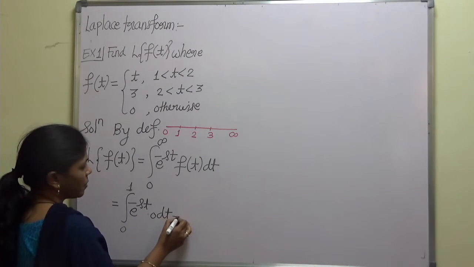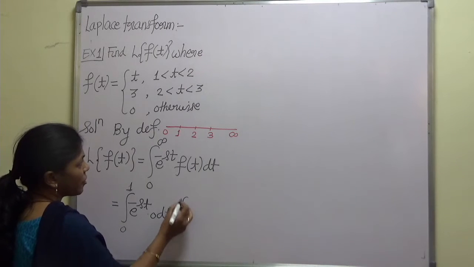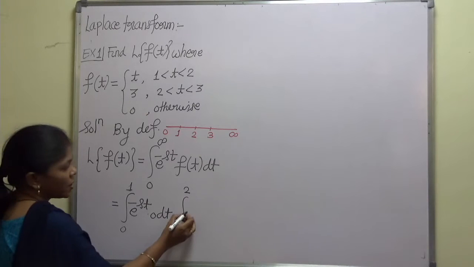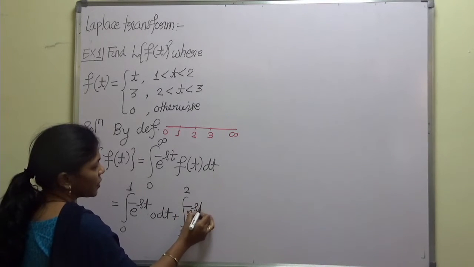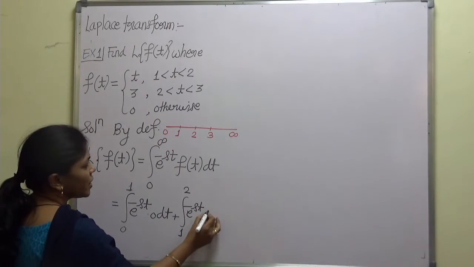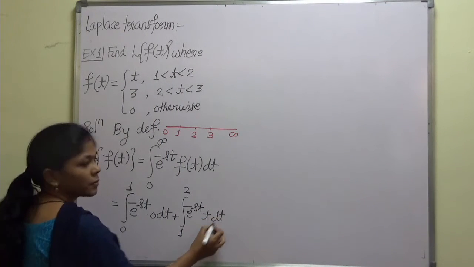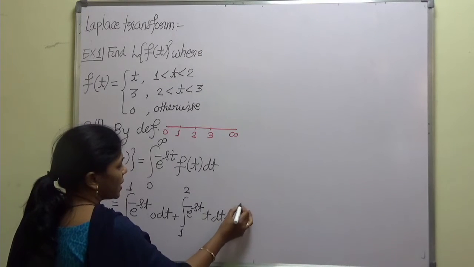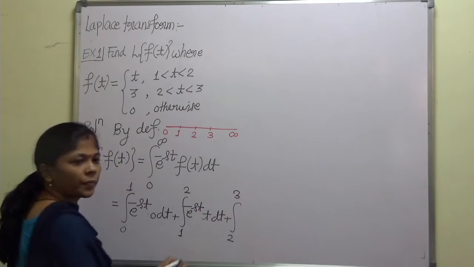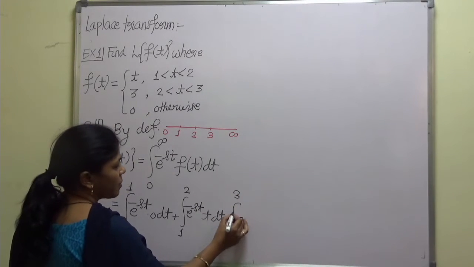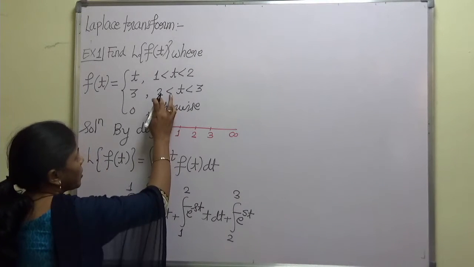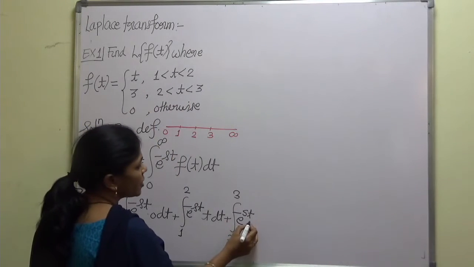Then plus the next integral, the next interval is 1 to 2. So 1 to 2 of e raised to power minus st. What is f of t when t varies from 1 to 2? It is t. So we write t. Then plus the integral from the next interval, 2 to 3. So we write 2 to 3, then e raised to power minus st as it is. Put f of t. From 2 to 3, what is f of t? 3.